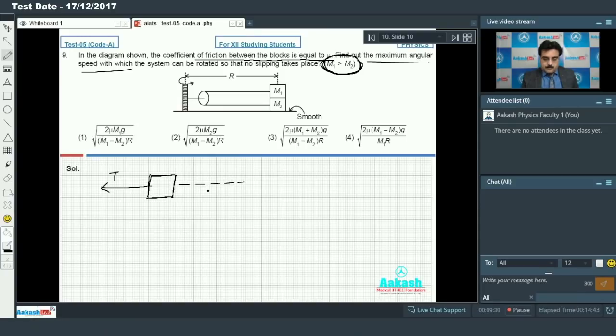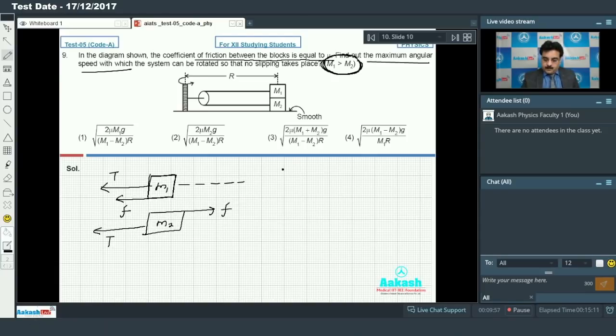m1 is greater than m2, so this m1 will experience a pseudo force on the right hand side, which in rotational motion we also call the centrifugal force. So the block has a tendency to slide on the right hand side. That is why we can say the friction force will act on the left hand side. On the basis of that, if I go for the block M2, the friction force F and the tension T will be on the left hand side. This is for M2, right?